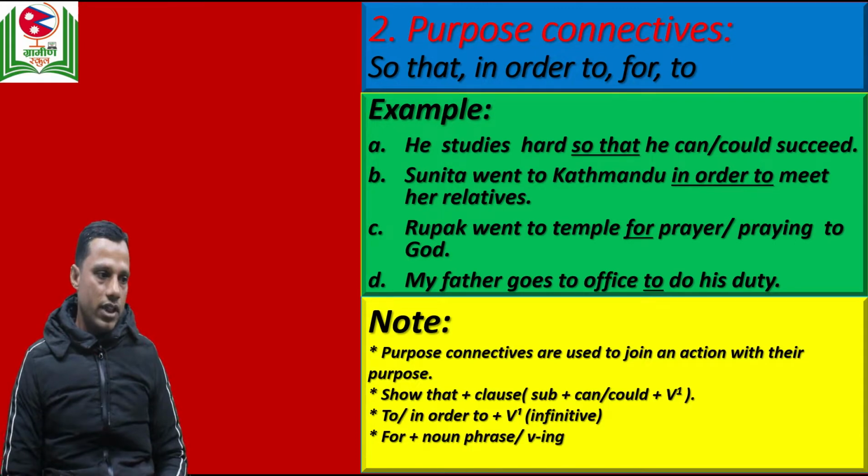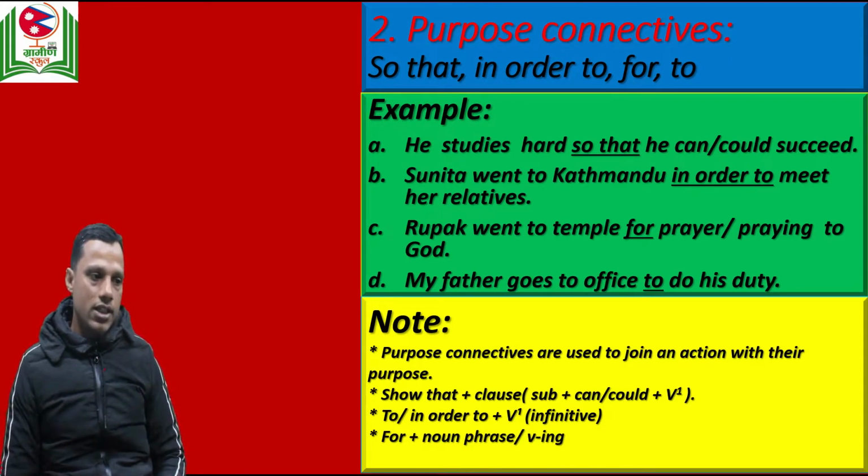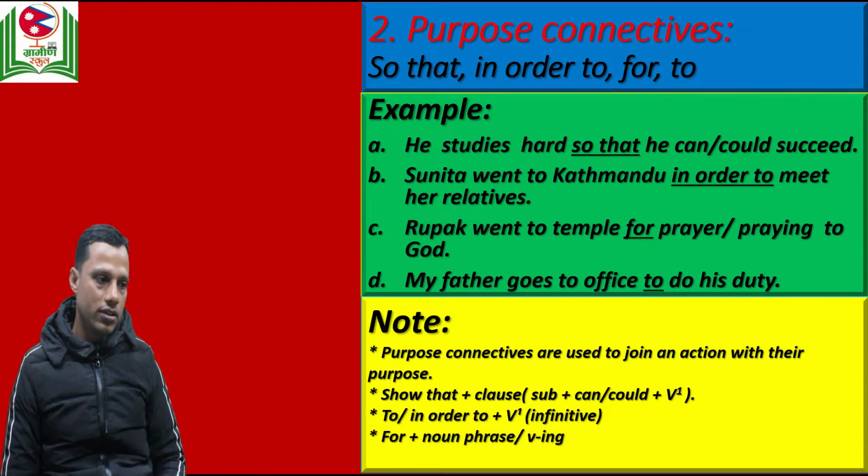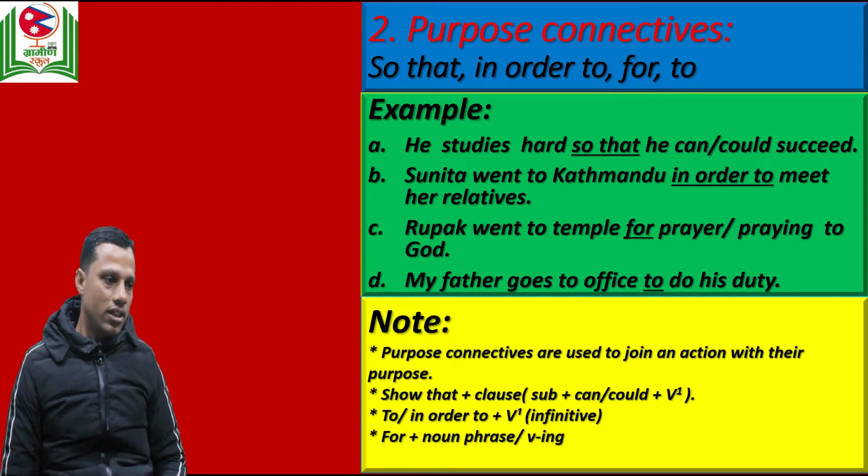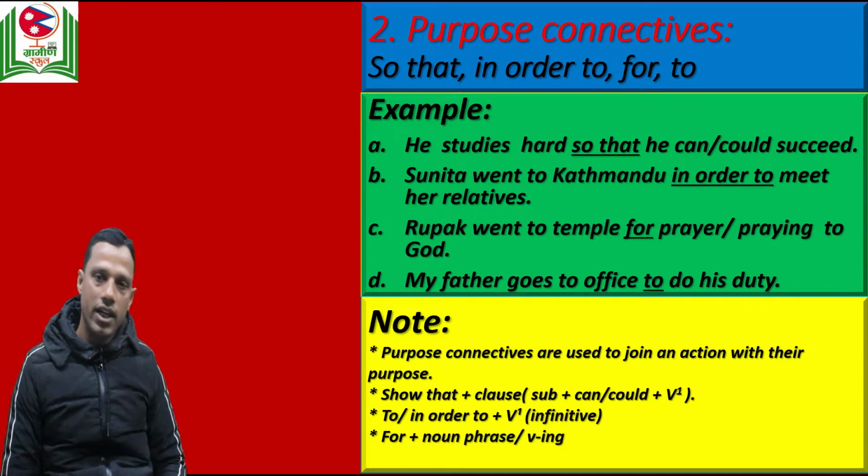Now we have the next type of connectives, that is purpose connectives, right? Do you know what kind of words are generally used under purpose connectives? Yes, you're right. Under purpose connectives we can use words such as so that, in order to, for, to, etc. Let's see some examples first, then we'll understand it better.